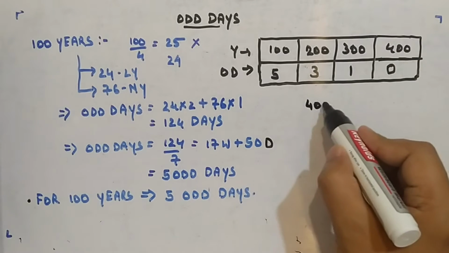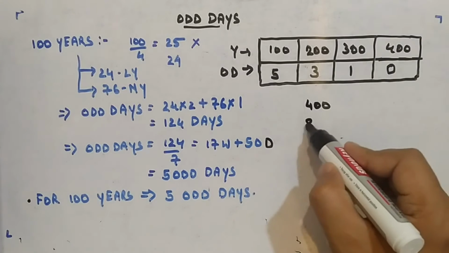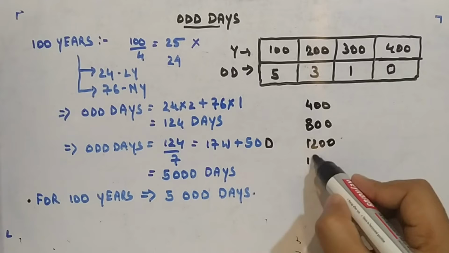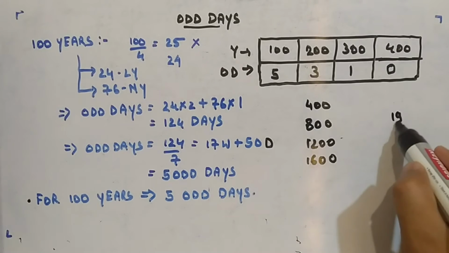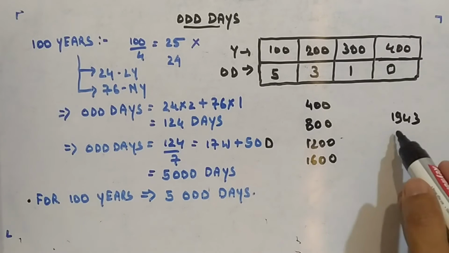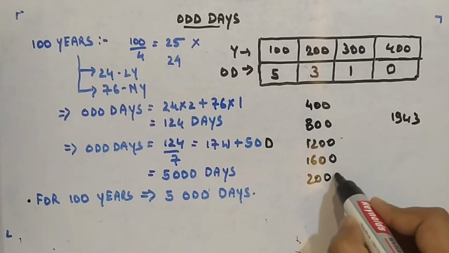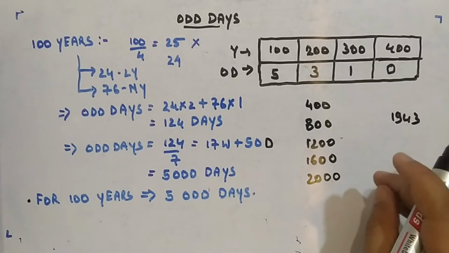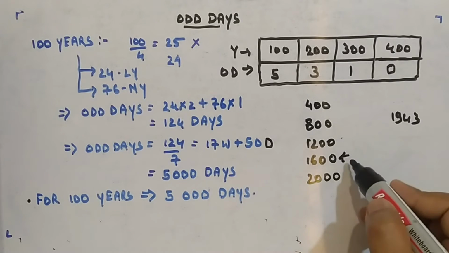So I look for 400 multiples. 400, then 800, then 1200, 1600. Let's say I have to find 1943. So this will be the closest century year, right? If I go one more extra, this will become 2000, which is greater than 1943. This is something I don't want. So I have to be here.